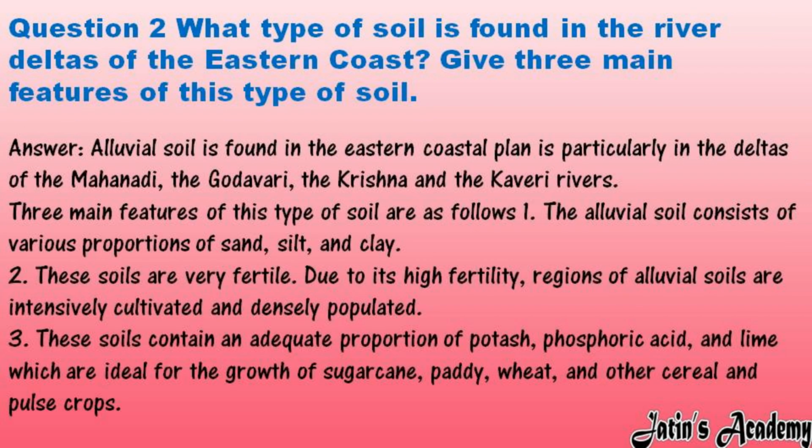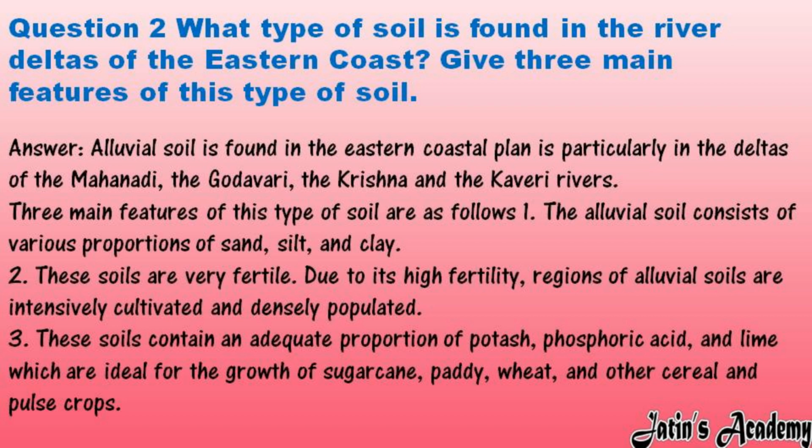Question 2. What type of soil is found in the river deltas of the eastern coast? Give 3 main features of this type of soil. Answer. Alluvial soil is found in the eastern coastal plains, particularly in the deltas of the Mahanadi, the Godavari, the Krishna and the Kaveri rivers. 3 main features of this type of soil are as follows.